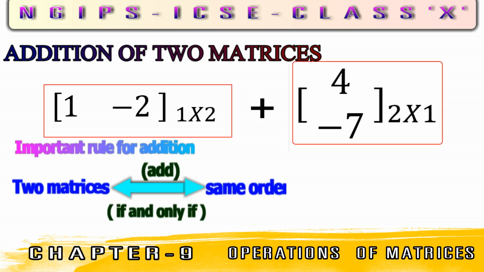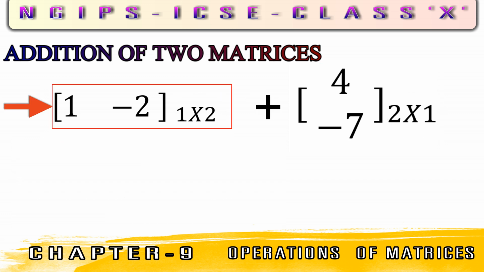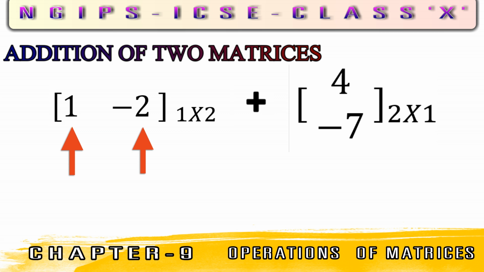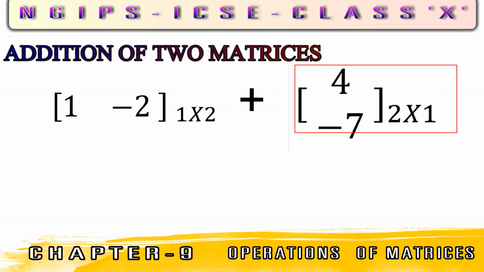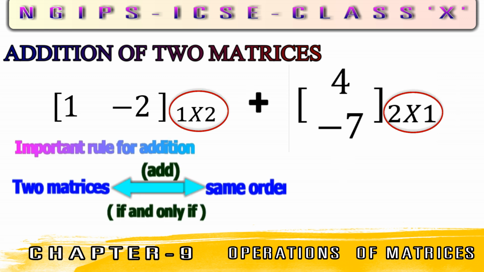To know if they can be added, we need to look at the orders. The first matrix has 1 row, 2 columns. The order will be 1 by 2. And the second matrix has 2 rows and 1 column. Its order is 2 by 1. Are the orders the same? No, they are not. This tells us these two matrices cannot be added. Matrices of different orders cannot be added.